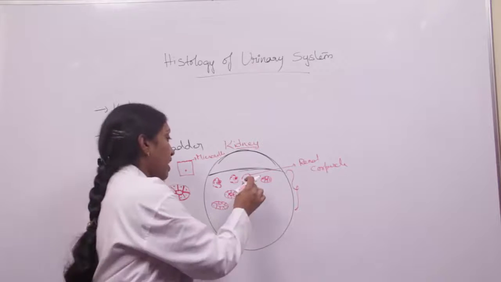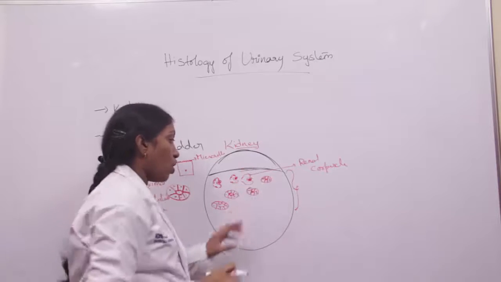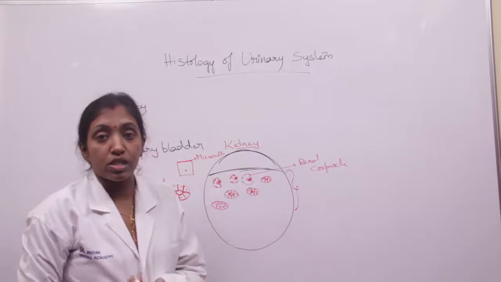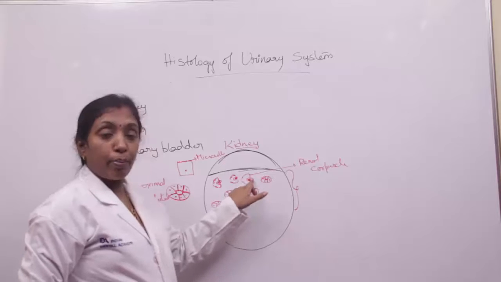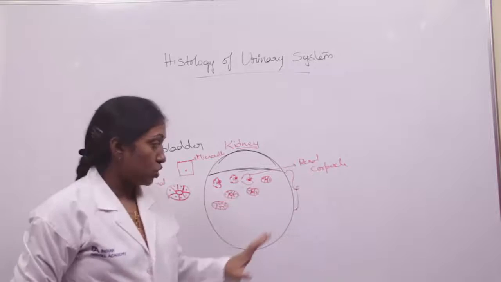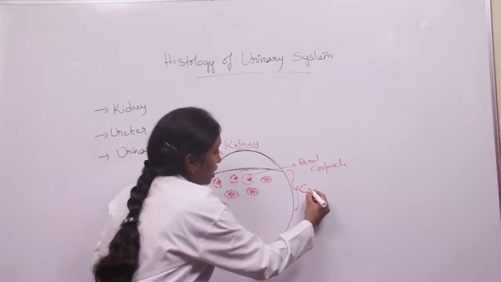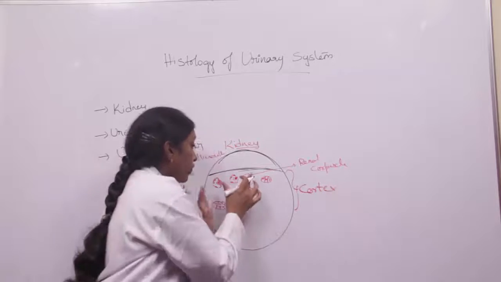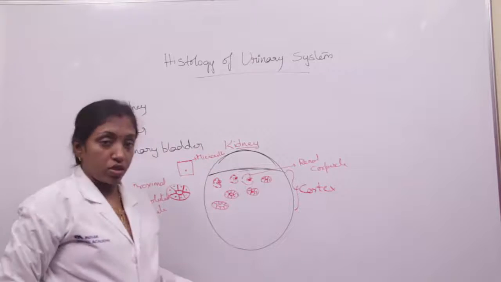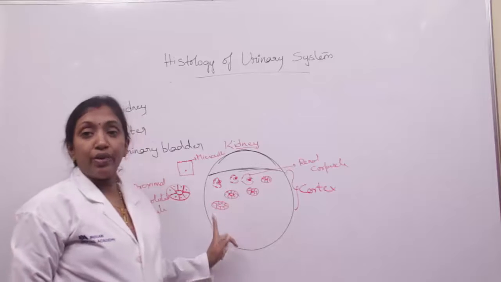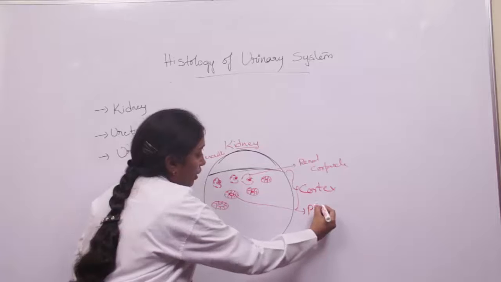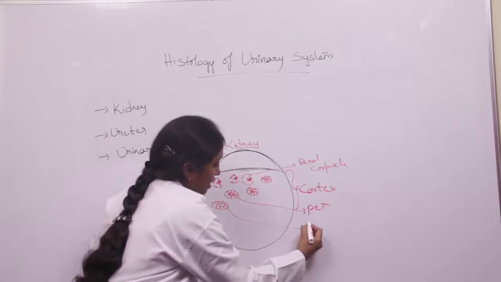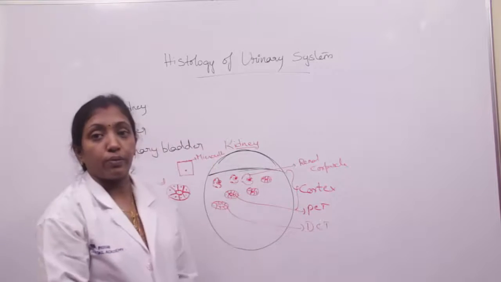Okay, so along with the Bowman's capsule you will be able to see a tuft of blood capillaries. The entire Bowman's capsule along with the tuft of blood capillaries, we call the renal corpuscle, which is seen in the cortex of the kidney. Along with the renal corpuscles, you will be able to see the proximal convoluted tubule as well as the distal convoluted tubule. This is the proximal convoluted tubule and this is the distal convoluted tubule.